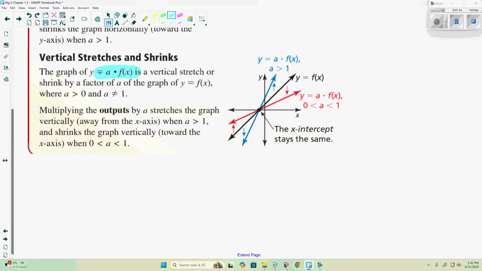Vertical stretch or shrinks, general form is A times f of x, where A is the amount that we're stretching or shrinking the function by. So if it says it's a vertical stretch of 3, the value of A is 3. If it's a vertical shrink of 1/3, A is 1/3. So the amount that we're stretching or shrinking it by is going to be this A value. Doesn't matter if it's a stretch, doesn't matter if it's shrink, we plug that amount in for A.